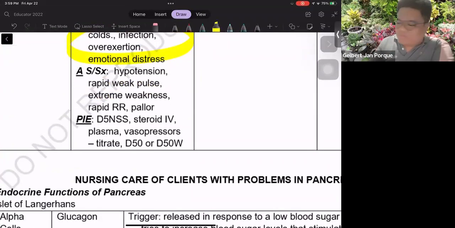So ano class ang matabo? Ang signs and symptoms hindi na pag-memorize class, those are signs and symptoms of severe Addisonian crisis. Think class, it will be severe Addisonian crisis already. Okay, in that case, severe hypotension, rapid weak pulse, extreme weakness, rapid RR class, and then you also have your pallor. Okay, it's as if your patient is undergoing shock.